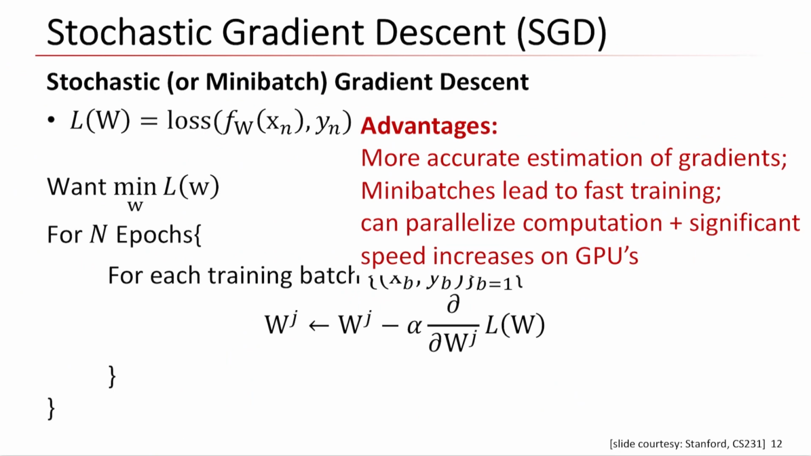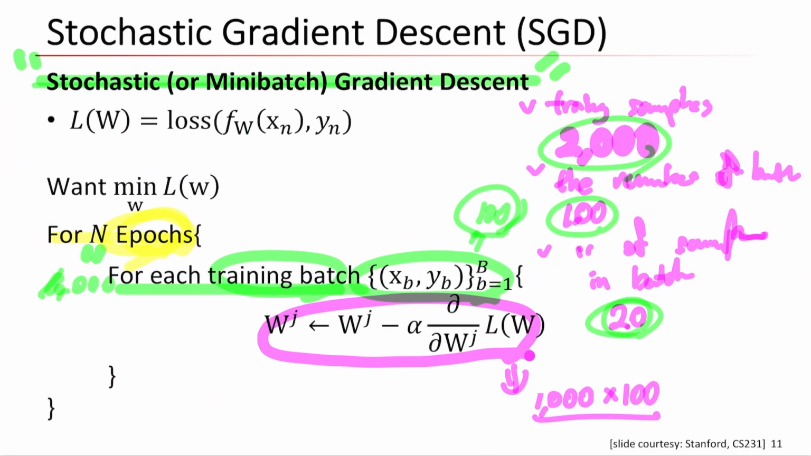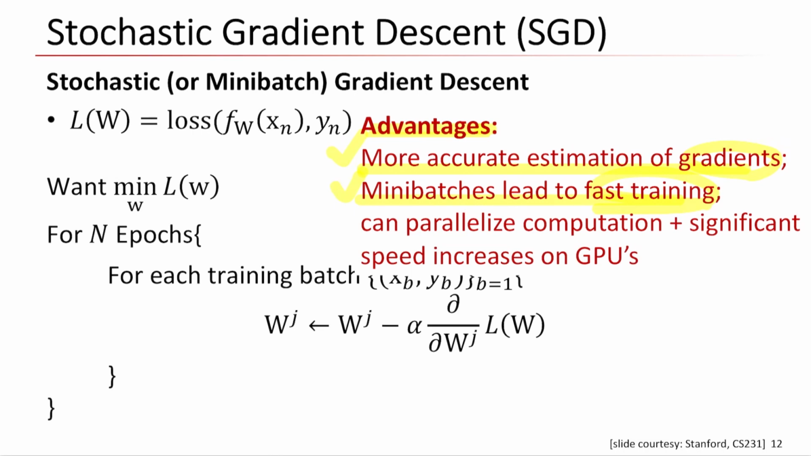So the advantages of the stochastic gradient descent are as follows. The first one, it gives a more accurate estimation of the gradient than the gradient that considers every training sample, and the mini batches lead to faster training, right? Because it only consists of a small number of training samples to compute this, and it can do more iterations than the original gradient descent, right? And which enables the network to parallelize computation and gives a significant speed increase on GPUs.